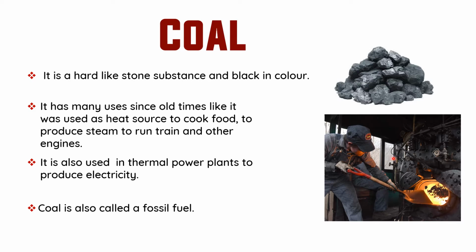See in this picture, you can see a steam engine. For producing steam, we use coal as a fuel. It is also used in thermal power plants to produce electricity. So nowadays we are using coal as a fuel for producing electricity in thermal power plants. Coal is also called a fossil fuel because it was formed from the remains of vegetation, plants or animals. That is why coal is called a fossil fuel.